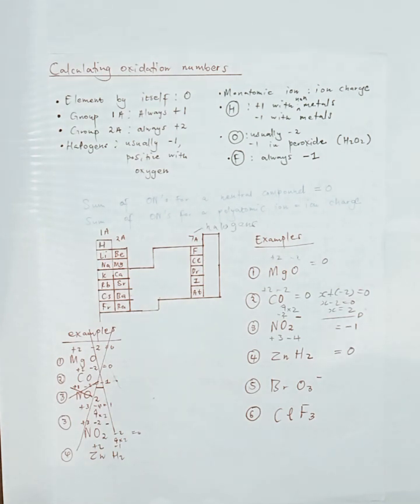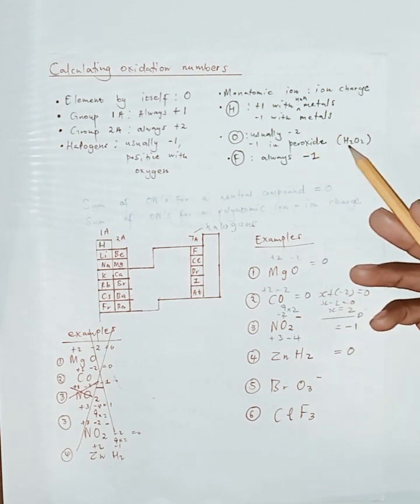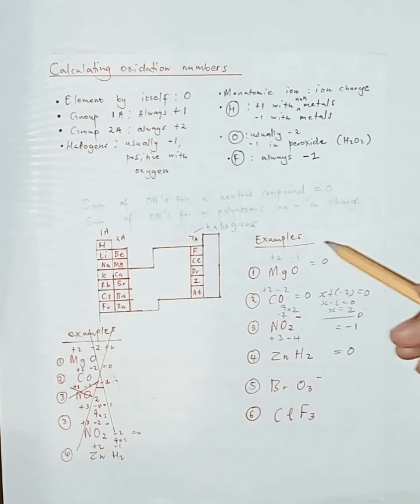And again, remember, we said H is +1 with non-metals and is -1 with metals. So zinc, is it a metal or a non-metal? Zinc is a metal, so zinc here will be -1. The oxidation number for zinc will be -1. But now we have 2. Oh, my bad. I mean, this zinc is a metal, so hydrogen will be -1. Our statement there says it's -1 with metals.